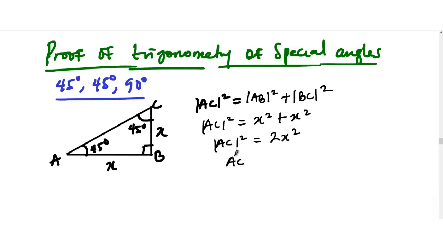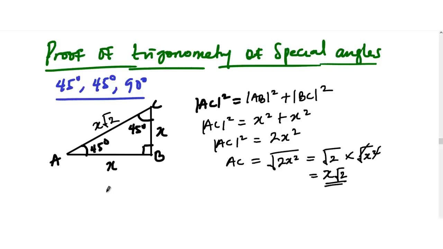So AC will now be the square root of 2x square. And that will give us square root of 2 times square root of x square. This cancels this. So that will give us x root 2. So this side basically is x root 2. Now, having gotten all the three sides, we are now going to be using SOHCAHTOA, sorry for that, to determine their special angle.